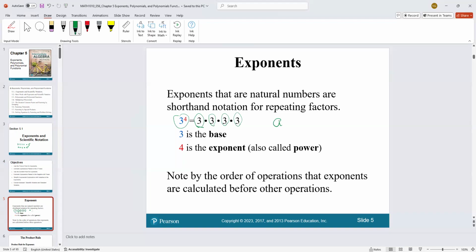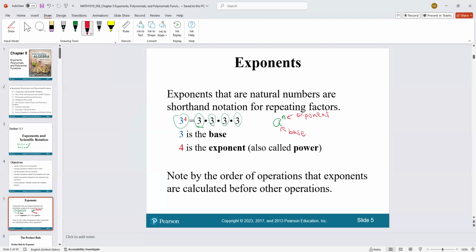Like if we have a power n, I use n because I don't know what the exponent would be. We're going to consider a as the base and n as the exponent or the power.